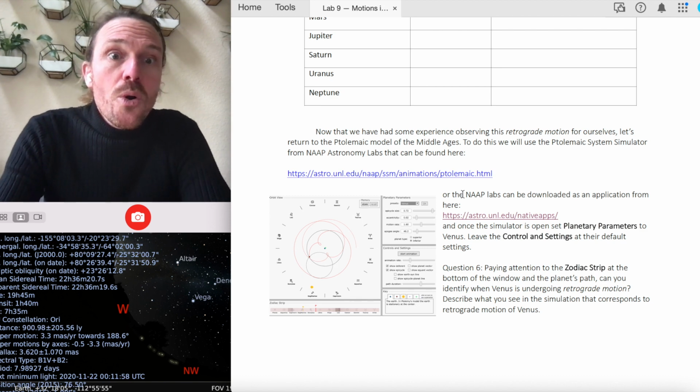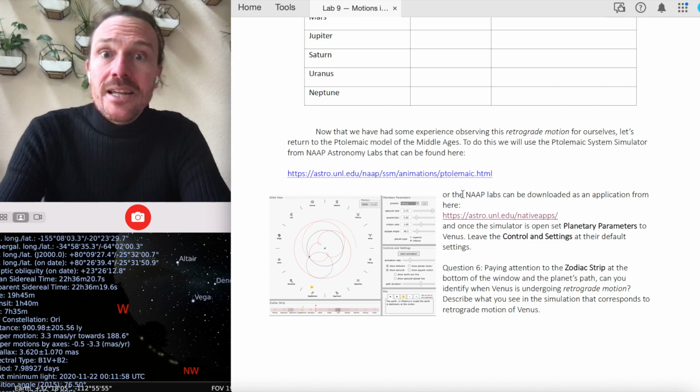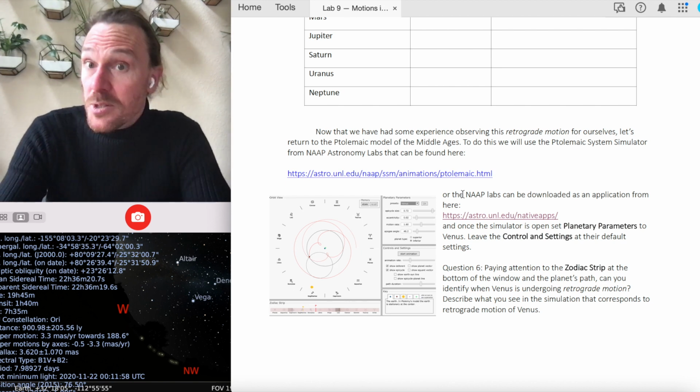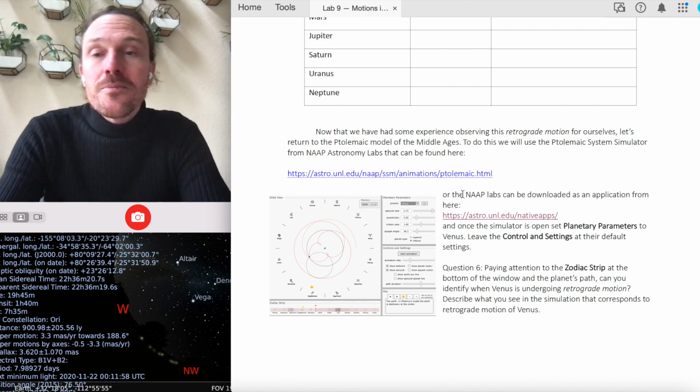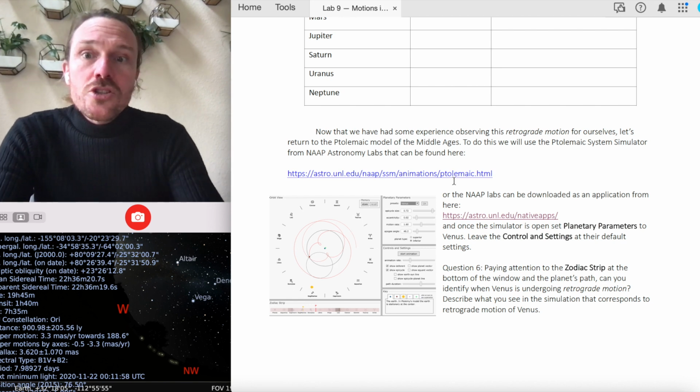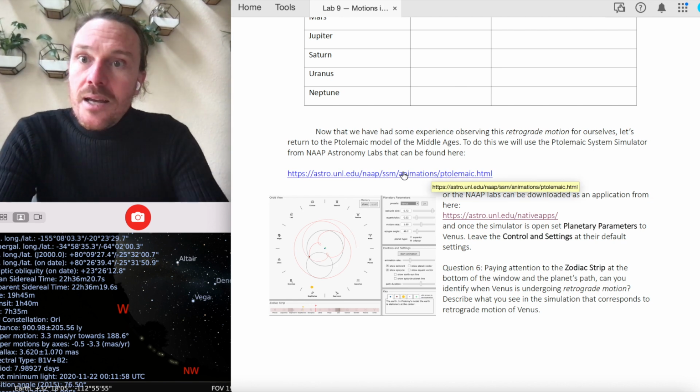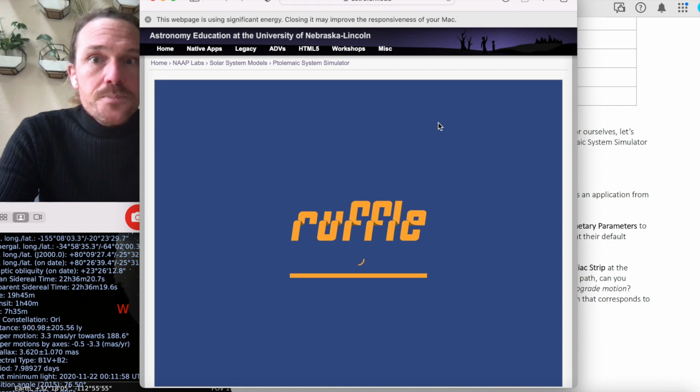Okay, so to do this, we will use the Ptolemaic model or Ptolemaic system simulator from NAAP Astronomy Labs that can be found here. All right, so if you've been doing a lot of my labs, you probably are already familiar with this website and their simulators. So let's go ahead and head on over. I think I already have it open. Yep. All right. Oh, but I clicked the link, so it's got to reload.